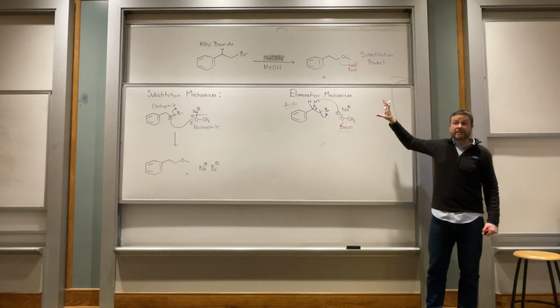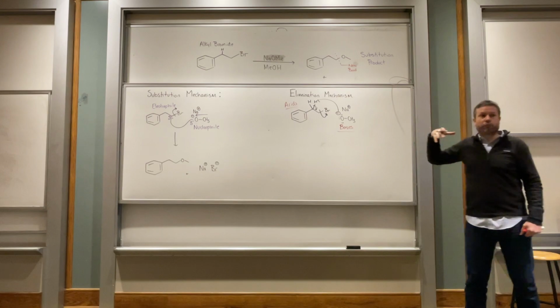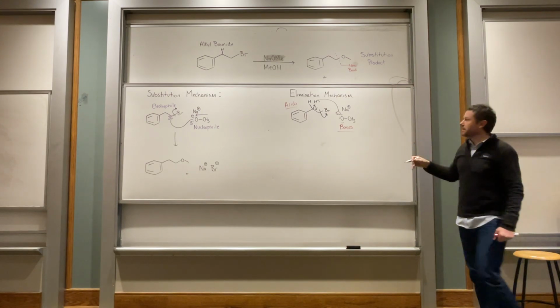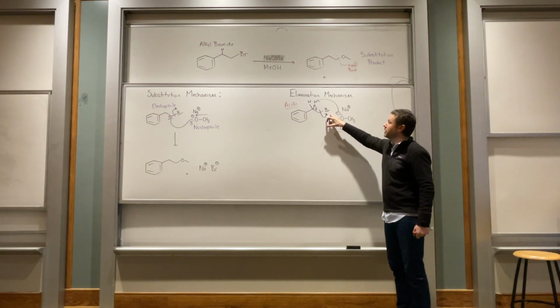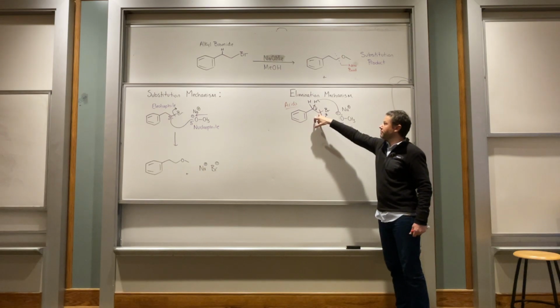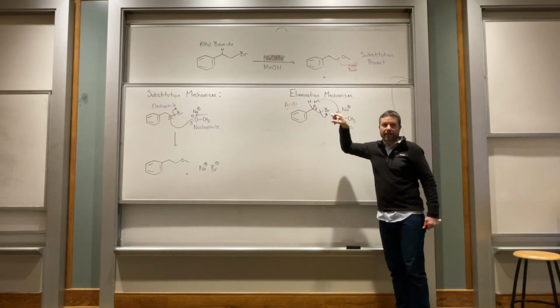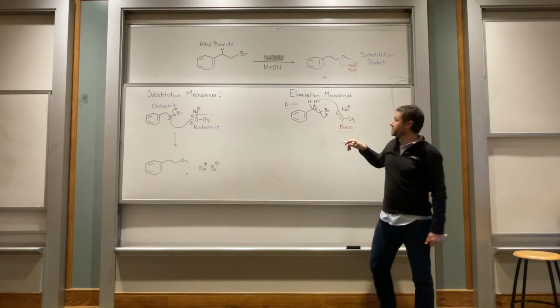So in this case, the bromide's still acting as a leaving group. The reaction is moving forward because of the stability of that leaving group. But rather than kicking it out by direct substitution, we're kicking it out through an elimination.